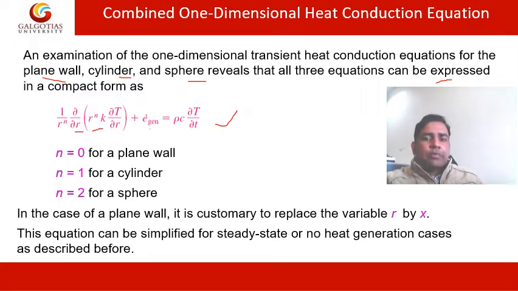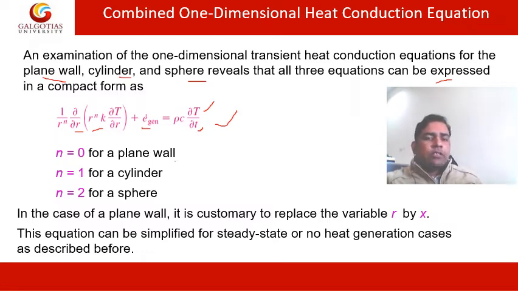Here E generation is basically heat generation per unit volume, and that is equal to rho c del T over del t. This capital T represents the temperature, and this small t represents the time, the time for which a phenomenon was observed, or you can say the change of time. So this equation is basically a combined one-dimensional heat conduction equation.